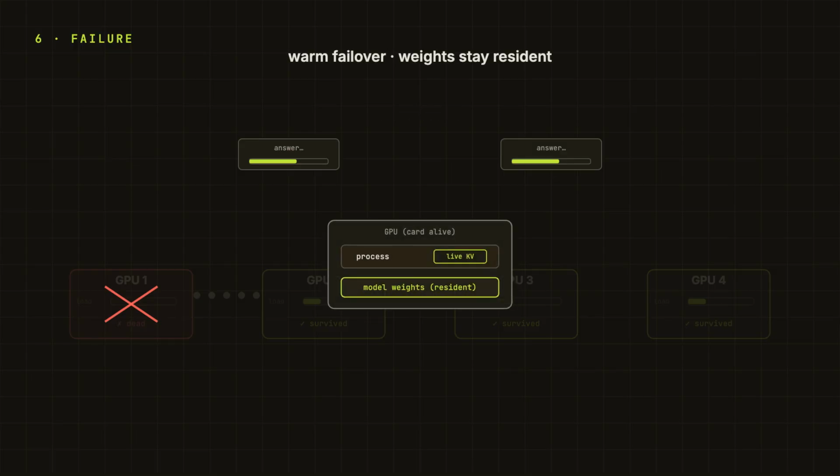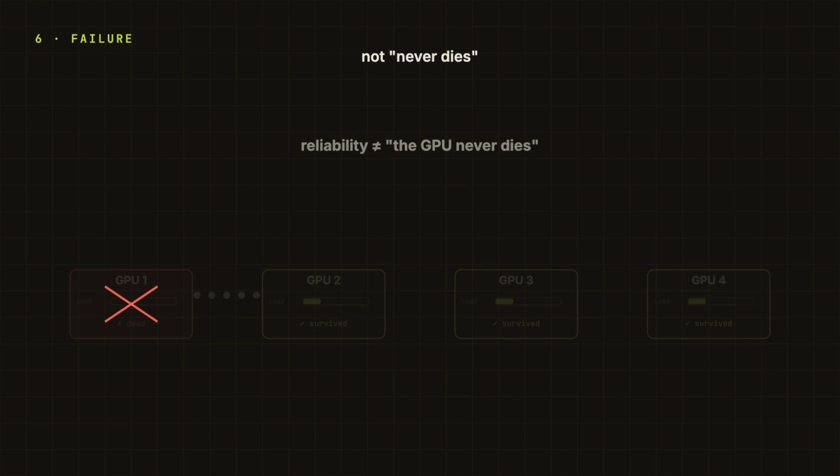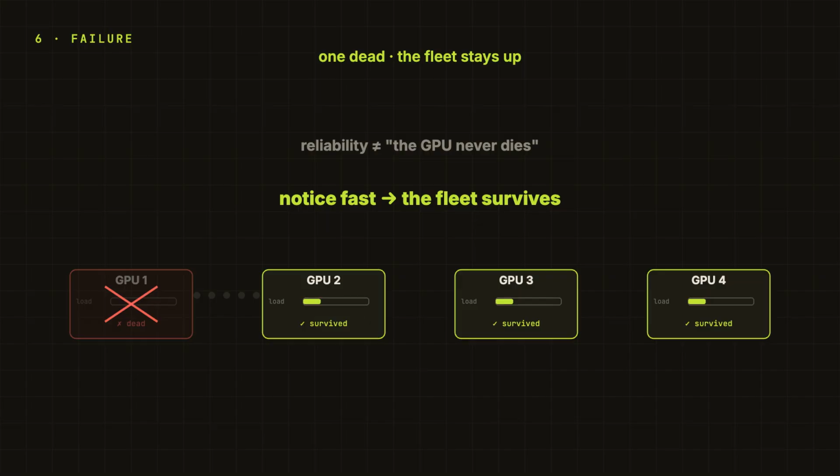There are warm failover tricks that keep the model weights loaded so a crashed process recovers without a full reload. That's real and it helps, but it only covers the process dying while the card is still alive. A truly dead GPU or a lost node, it does nothing for. And even when it works, it does not preserve the live KV cache. So the half finished answers are gone anyway. So reliability here isn't that the GPU never dies, it's noticing fast enough that the rest of the fleet doesn't die with it.